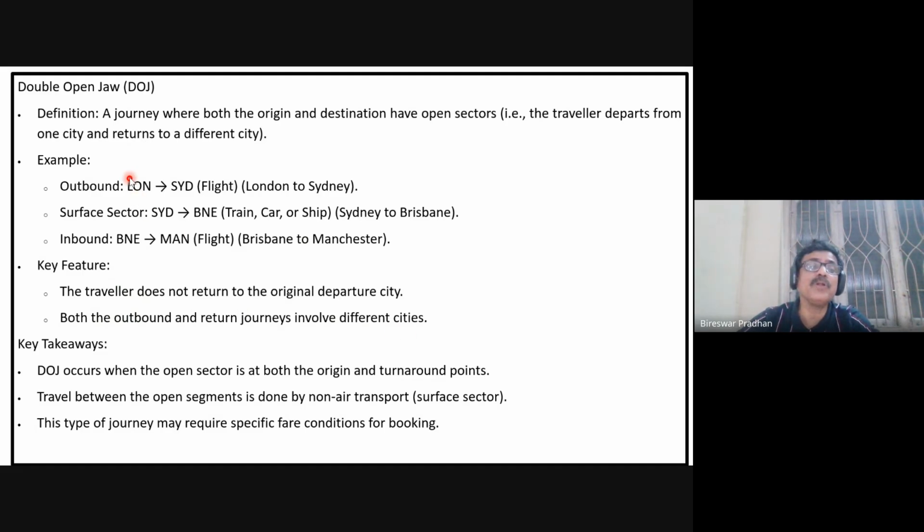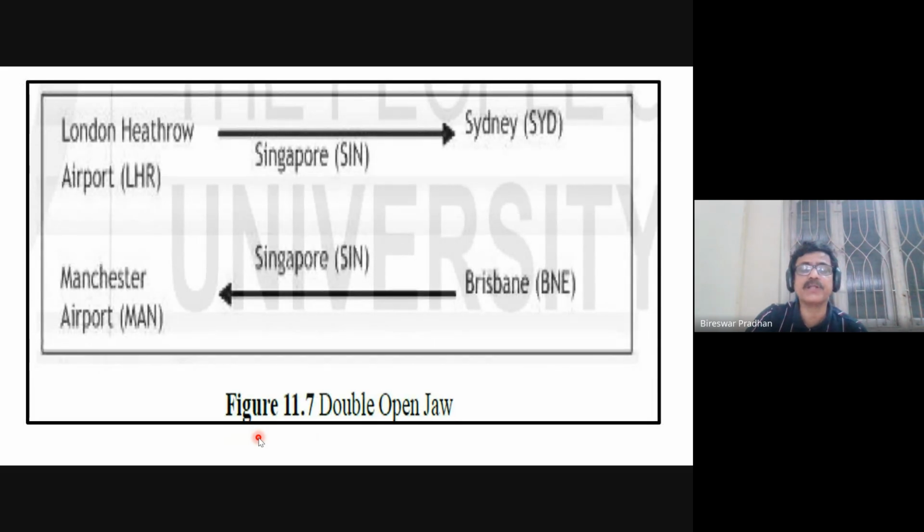When they are going to Sydney, that is the outbound, and inbound into Sydney. Double open jaw occurs when the open sector is at both the origin and turnaround points. Travel between the open segments is done by non-air transport, a surface sector. These types of journey may require specific fare conditions for booking. Is there any question for that? And this is the example to visualize the double open jaw.